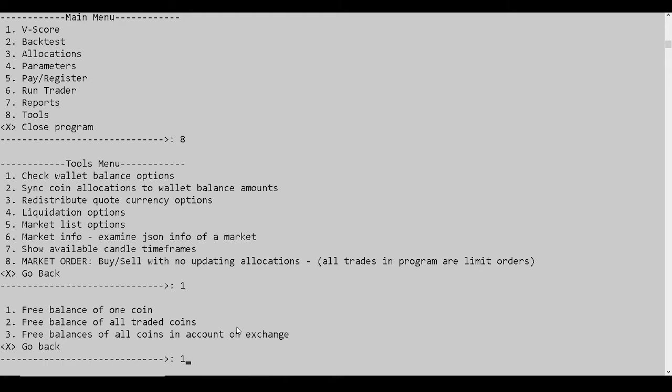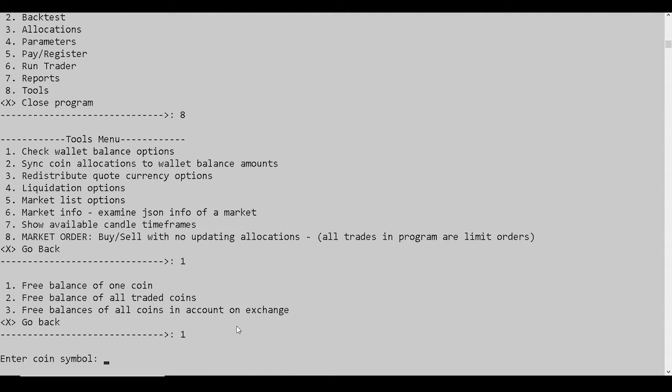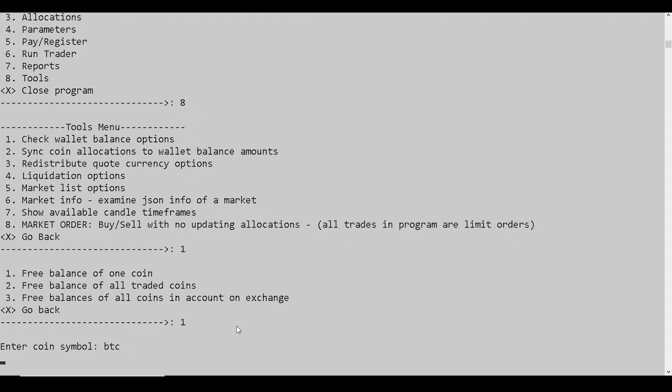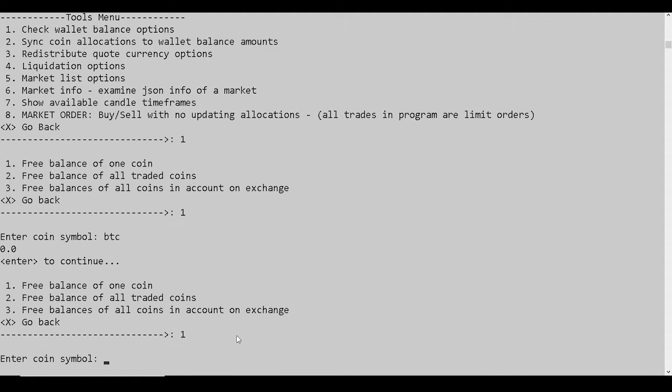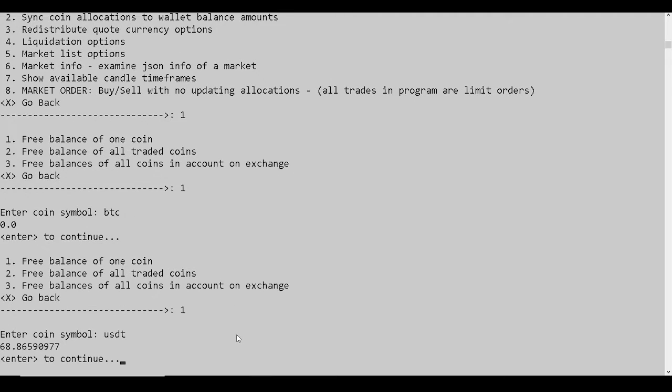check the free balance of one coin. I don't know, let's do BTC. I probably don't have any, but let's just see. Nope, I don't have any. I'm going to check USDT. That's how much I got.